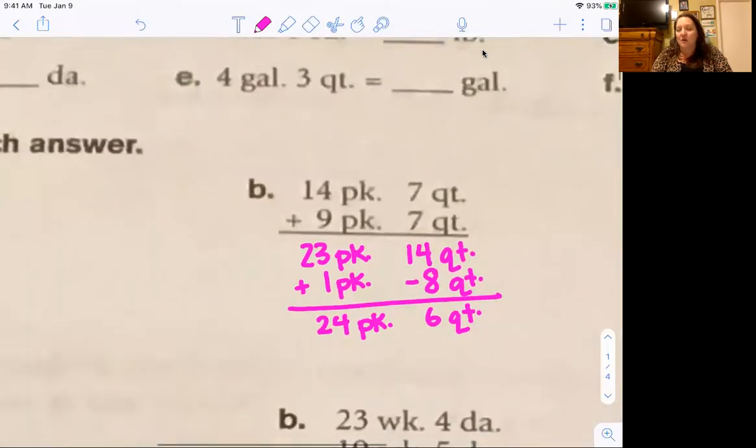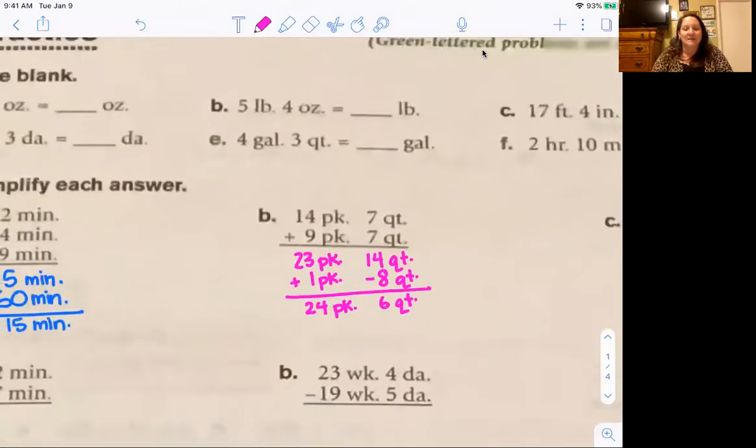Now that one I know is one that we do not use very often. You'll probably go your whole life and not talk about pecks and quarts, but that's okay. We're just going to keep doing the process.